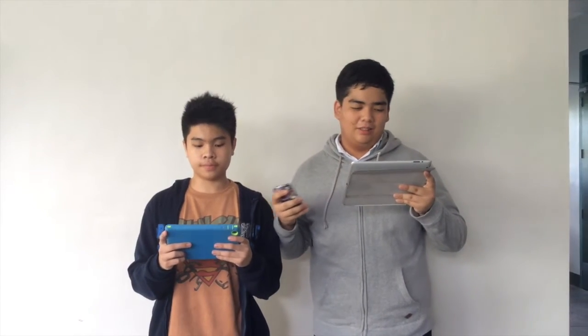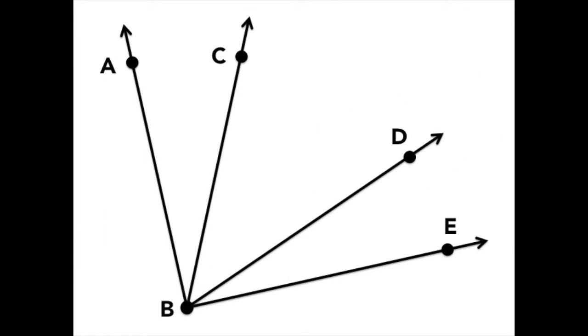And I'm Luis Ong. Today we are here to discuss congruent angles. Let's take a look at this figure. This figure, we are given angle ABE with interior points C and D. This creates a ray inside angle ABE.